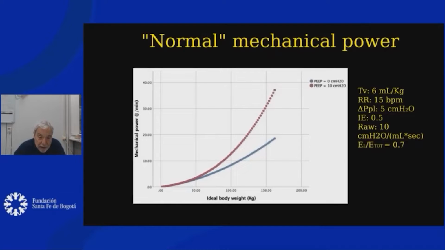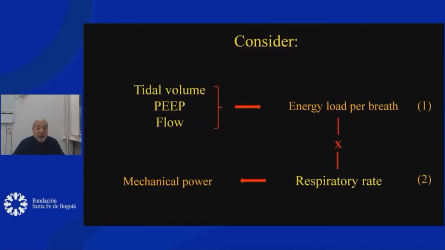If we introduce PEEP, you know, PEEP is quite important because it's the pressure which maintains the lung distended. We have to provide energy to overcome this pressure to move the lung. And so a higher PEEP substantially increases the mechanical power. So now we have to consider tidal volume, PEEP, flow. All these are linked to energy load per breath. Times the respiratory rate, we get the mechanical power.